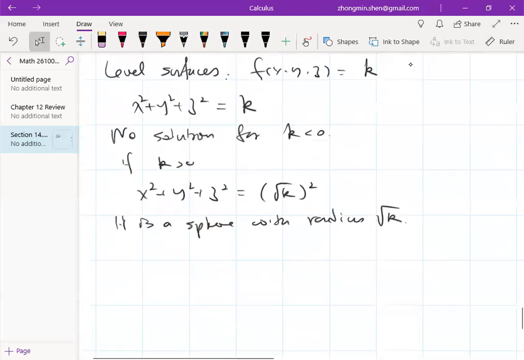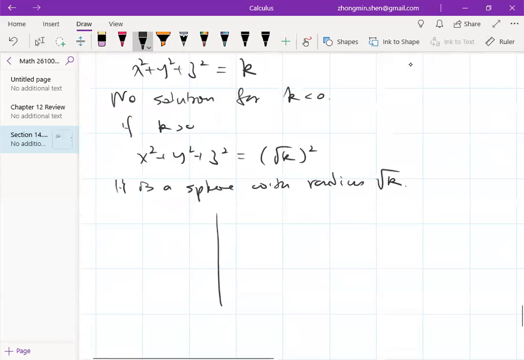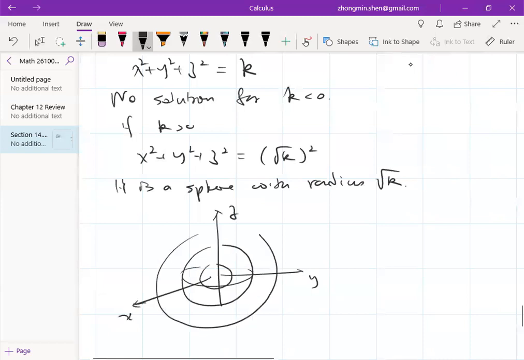So the level surface in the space, you get a bunch of spheres. Here k equals 4, and then the radius is going to be 2. And here's the radius 1 when k equals 1.